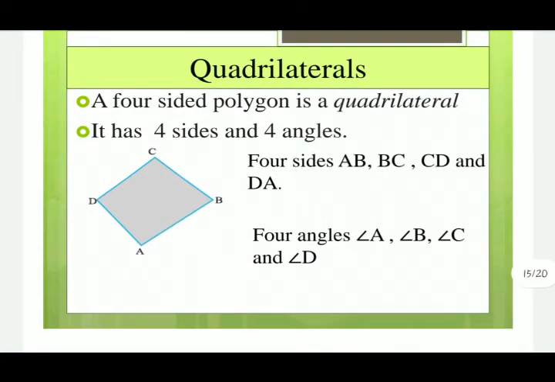Quadrilaterals. A four-sided polygon is a quadrilateral. It has four sides and four angles. Here you can see a diagram of ABCD. It is a quadrilateral. Four sides are there: AB, BC, CD and DA. Four angles are there: angle A, angle B, angle C and angle D.